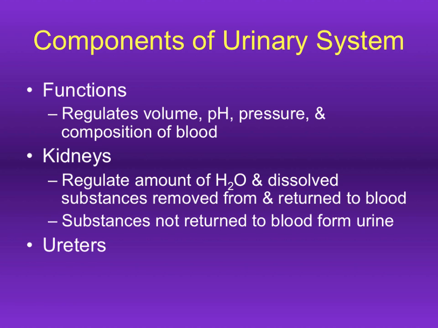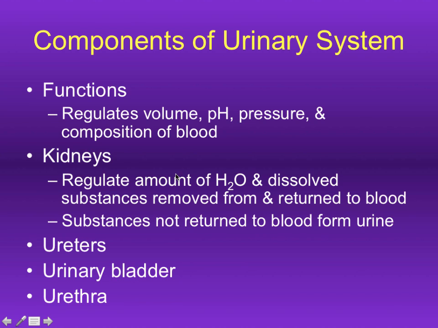The ureters are the part of the circulatory system that connects the kidneys to the urinary bladder. Urinary bladder is where urine is temporarily stored until it can be expelled from the body. And then from the urinary bladder, we also have a urethra, which carries urine from the bladder on out of the body. So those are kind of the main components, on a macroscopic scale: kidneys, ureters, urinary bladder, and urethra.